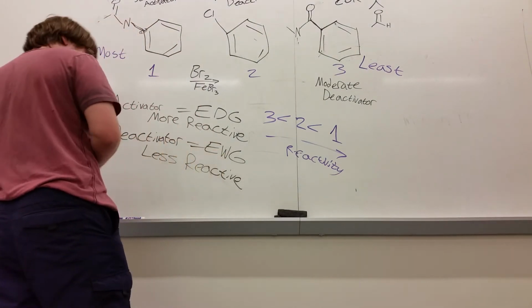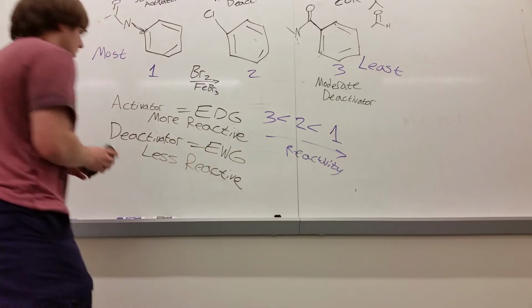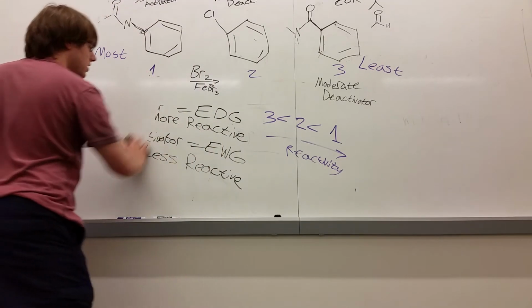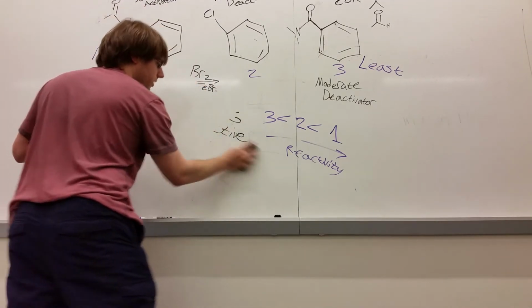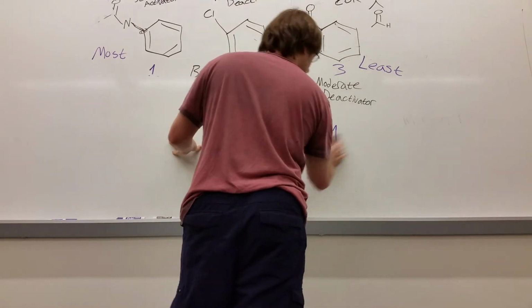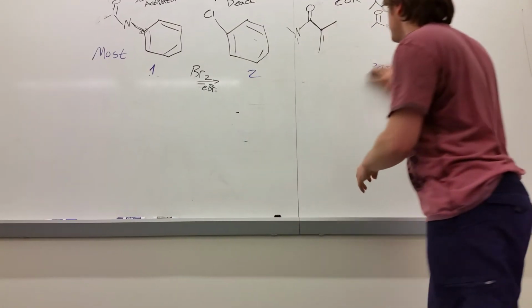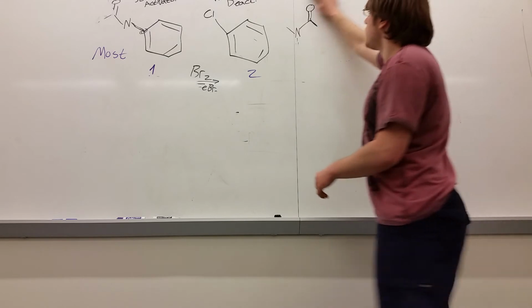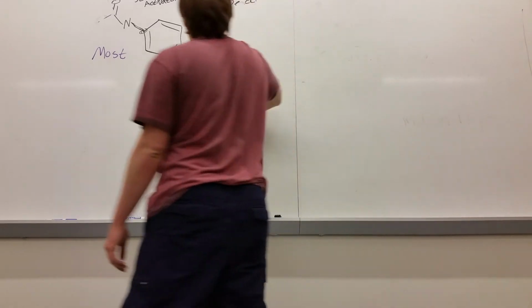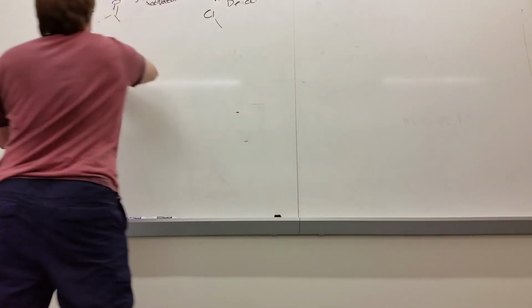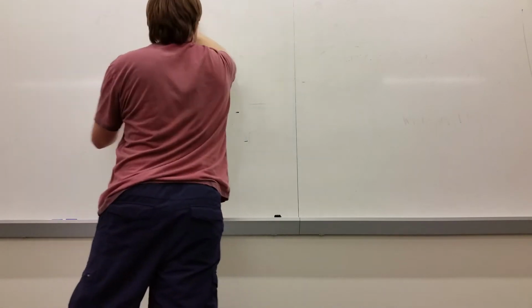All right. Another common question you will get has to do with where groups will be added. And again, if you look at your cover sheet, you're going to have things listed as ortho para directors and meta directors. So let's touch on that real quick. What does ortho mean? What does para mean? And what does meta mean?